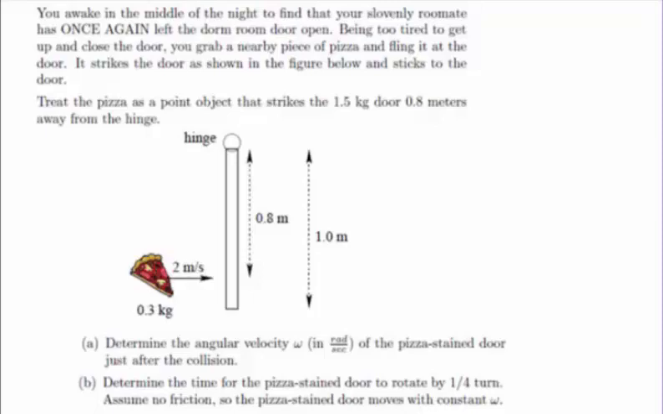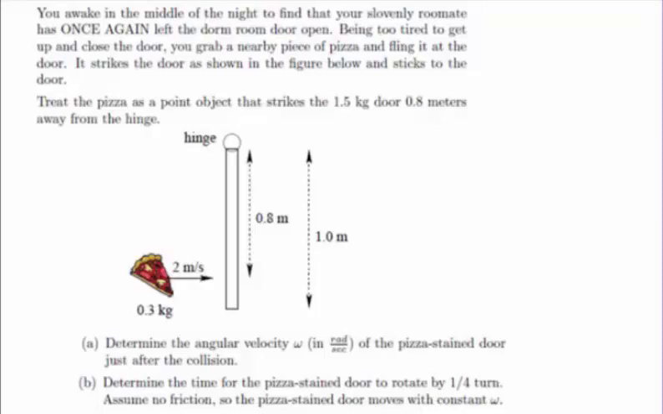Treat the pizza as a point object that strikes the 1.5 kilogram door 0.8 meters away from the hinge. A. Determine the angular velocity of the pizza-stained door just after the collision, and B. Determine the time for the pizza-stained door to rotate by 1/4 turn. Assume no friction so that the door moves with constant omega.